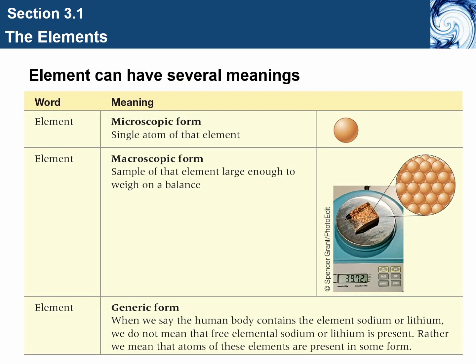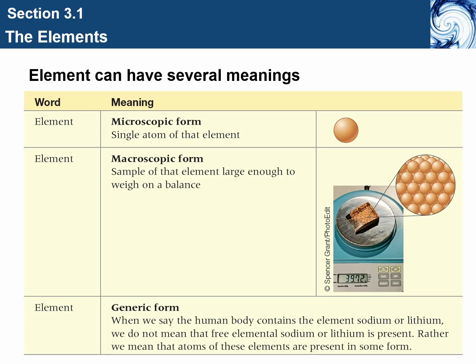Ooh, here's a fun one. The word element can be used in several related ways. In microscopic form, an element may mean a single atom of that element. That first picture right there represents an individual atom. In the macroscopic form, an element may mean a sample large enough to see and weigh, such as a piece of copper shown on the balance. That visible sample right there still contains an enormous number of copper atoms.